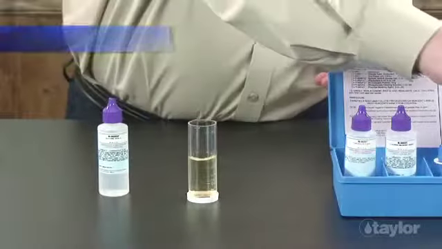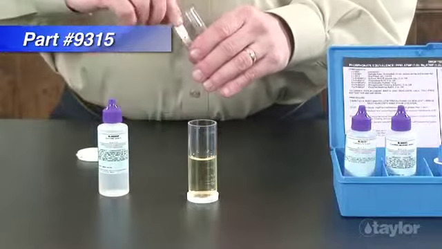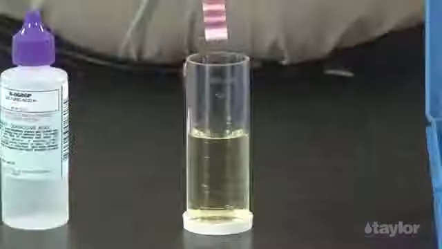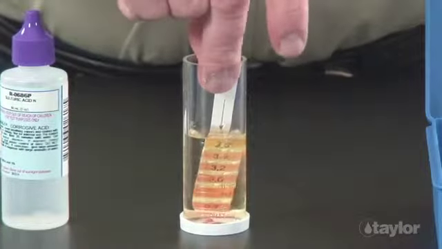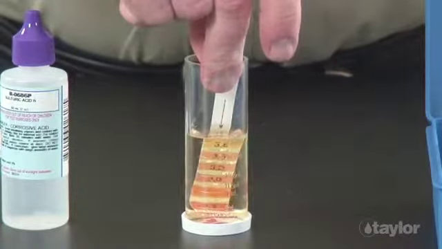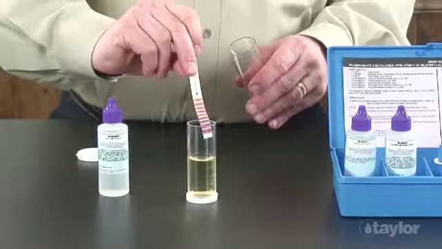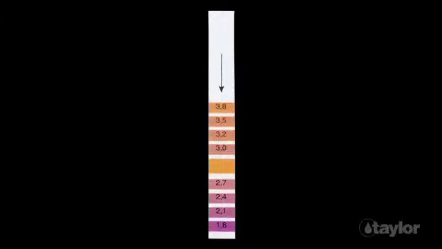We'll dip the part number 9315 test paper into the sample in the direction of the arrow, being certain all color zones are immersed. After 3 seconds, let's match the color zone, the unnumbered square between 2.7 and 3.0 on the color standard, with the color scale. Read the printed pH value.